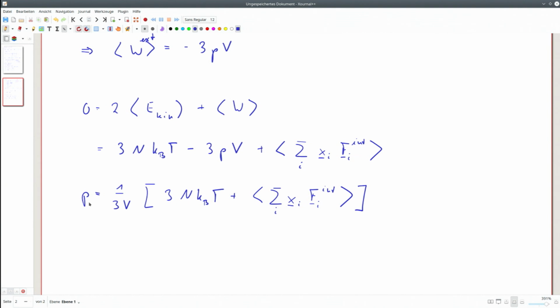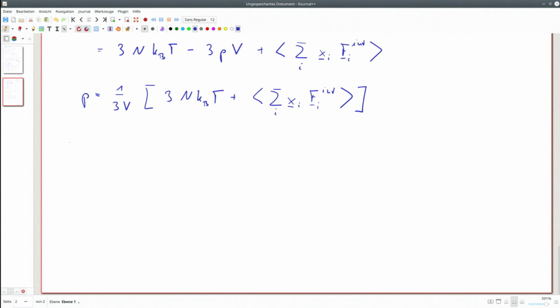And there's a nice side remark. I was a bit confused for a moment. If you have no internal forces, I guess you all know this situation for gases. We call it an ideal gas. All the internal forces are 0.